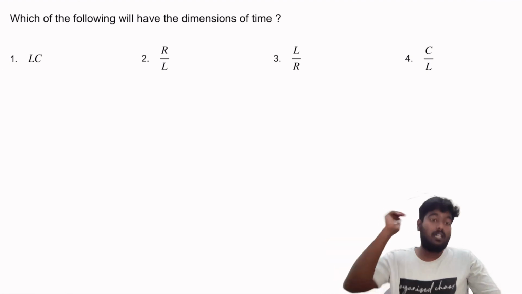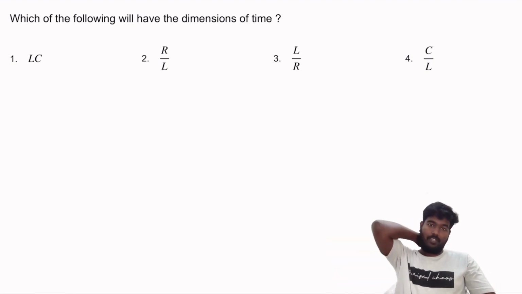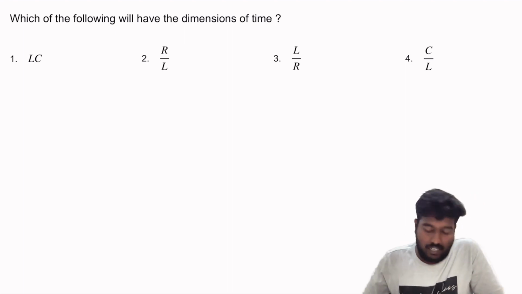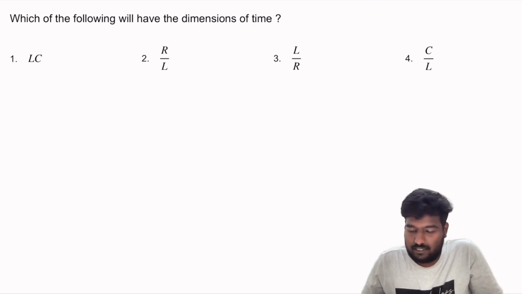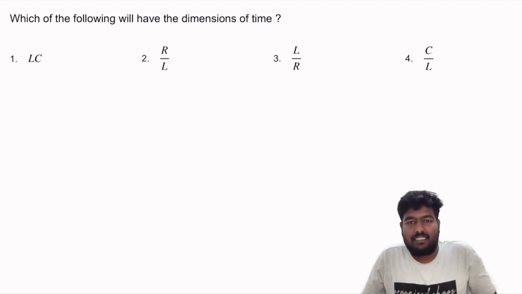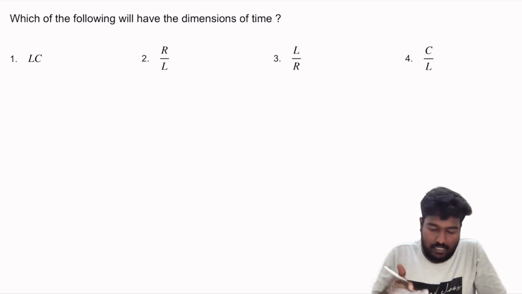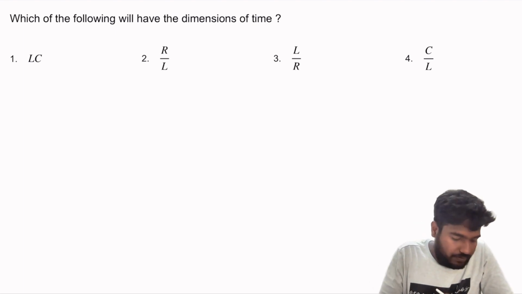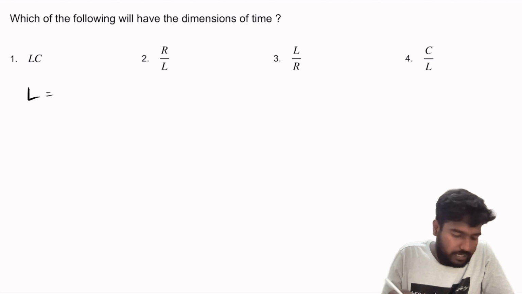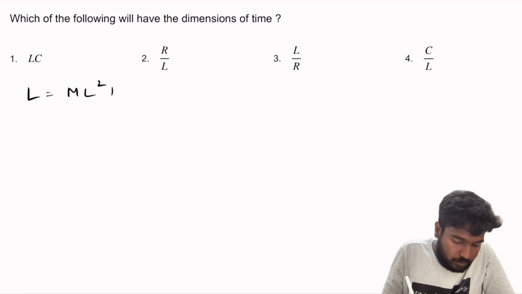Which of the following will have the dimension of time? This is a very interesting question. Okay. So we have self-inductance, capacitance, and resistance. We have to find which has the dimensions of time. Okay. So let's work it out. Self-inductance, that we have worked out already. The dimension is M L square T power minus 2 A power minus 2.